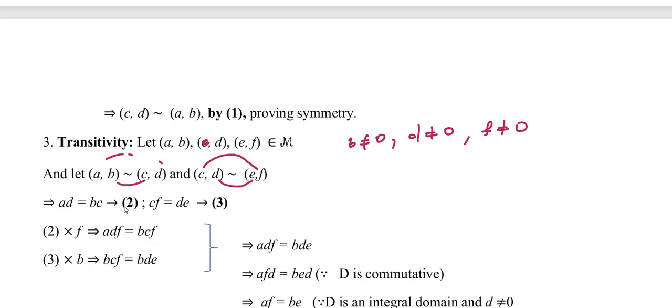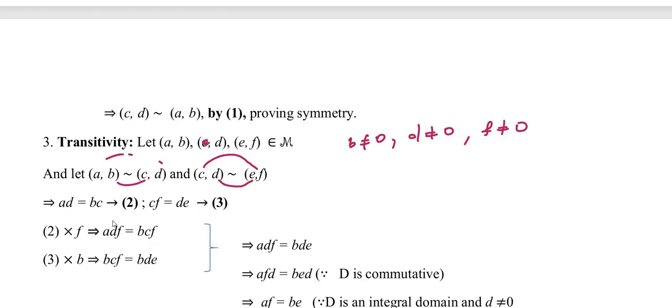So we are multiplying equation 2, both sides by F. So that means ADF is equal to BCF. And multiply this by B, so that you have BCF equal to BDE. There is no need to say post multiplying, pre multiplying.